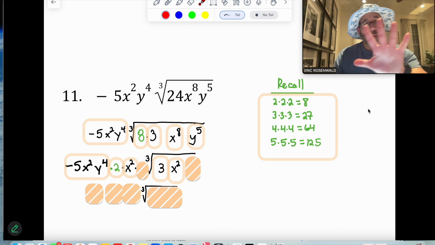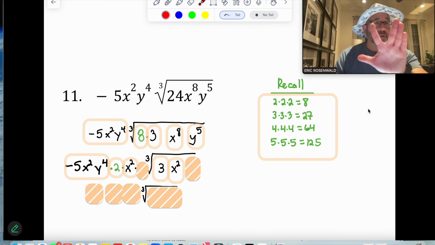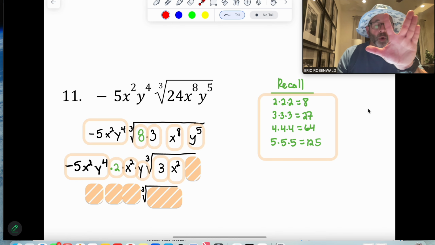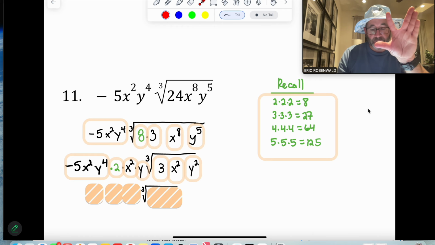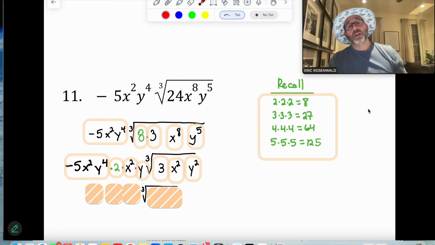Okay. Look at the y's. There's 5 y's. One group of 3 can go out together. So there's one group of 3. And then there's going to be 2 remaining still on the inside. Okay? So the inside's done.